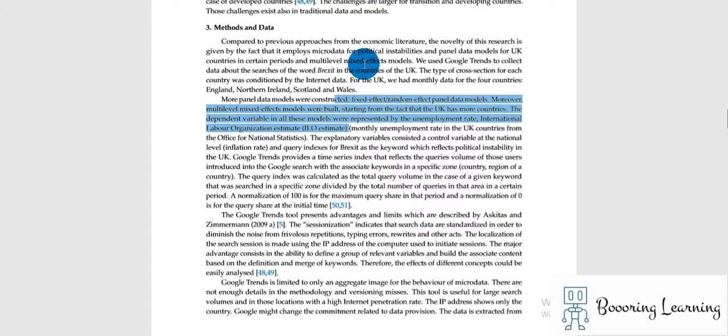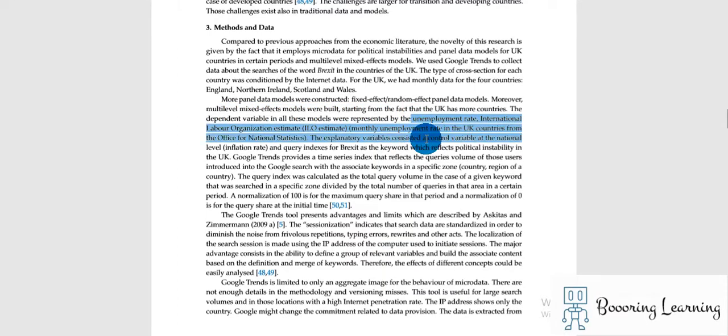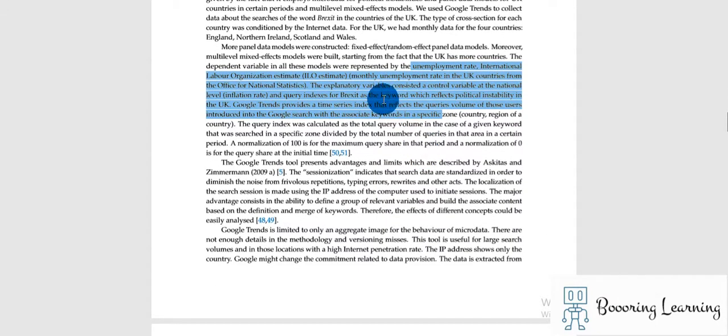More panel data models were constructed: fixed effect and random effect panel data models. Moreover, multi-level mixed effects models were built, starting from the fact that the UK has more countries. The dependent variable in all these models was represented by the unemployment rate, the International Labour Organization estimate of the monthly unemployment rate in the UK countries from the Office for National Statistics.